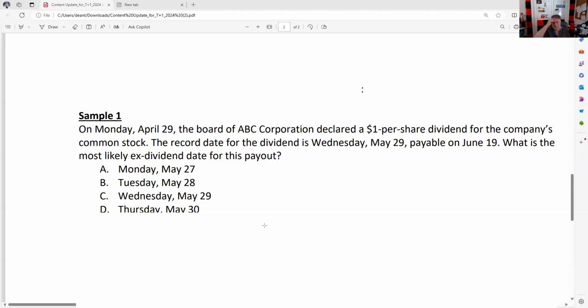By way of review, the answer to this now is the ex date is the same as the record date, which the answer here is Wednesday, May 29th is the ex date, right? Ex date, record date, one and the same.